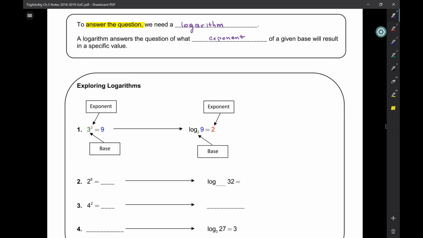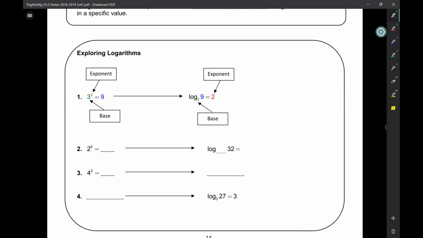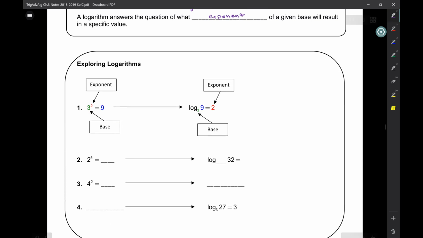So let's talk about logarithms and powers for a minute. Take a look at this one. This whole thing, 3 squared equals 9. Okay, so 3 squared, we call it a power. A power has a base, in this case it's 3, and it's got an exponent, right? We all know this. This is the base, this is the exponent. Now, this is one way of writing it. 3 squared is equal to 9.